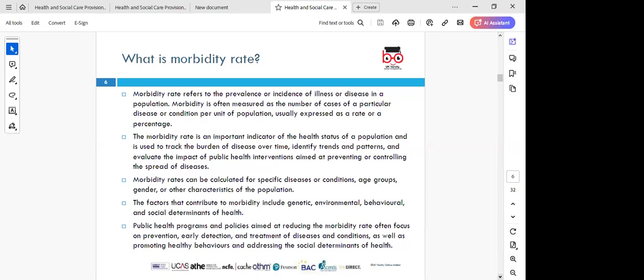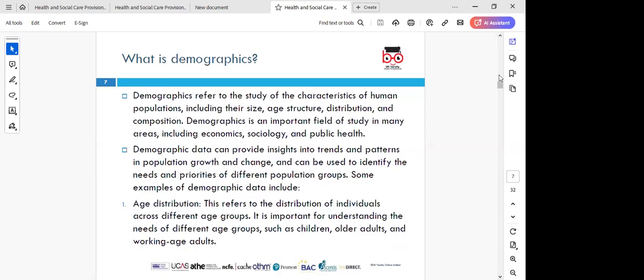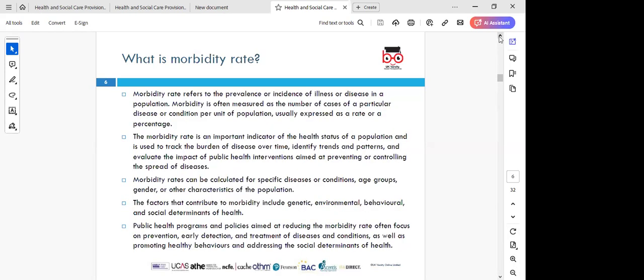Public health programs and policies aimed at reducing the morbidity rate often focus on prevention, early detection, and treatment of diseases and conditions, as well as promoting health behaviors and addressing the social determinants of health. Very important. Morbidity rate.